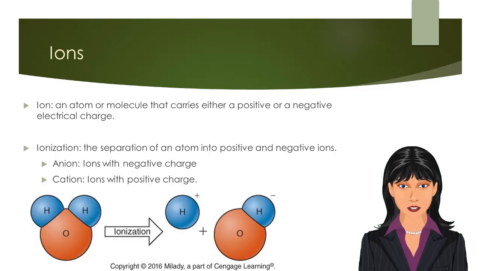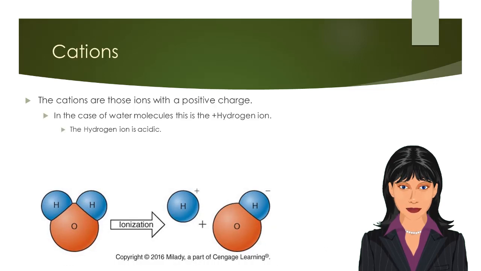Before you can understand pH, you need to learn about ions. An ion is an atom or molecule that carries either a positive or a negative electrical charge. Ionization is the separation of an atom into positive and negative ions. Anions are ions with a negative charge. Cations are ions with a positive charge. In the example of water, the molecules ionize into anions and cations. The pH scale measures these anions and cations. Cations with a positive charge are acidic, whereas anions with negative charges are alkaline.